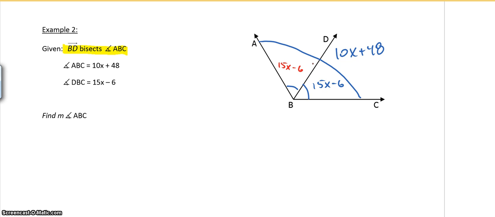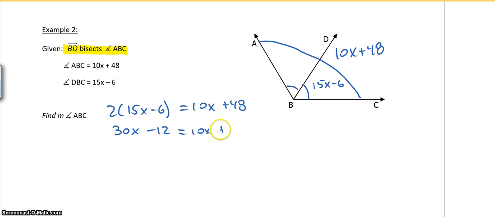So there's really two ways to attack this problem. You can take 15x minus 6 plus 15x minus 6, or if you didn't write that in, you recognize that they're the same, so you could double 15x minus 6 and set it equal to the whole thing, 10x plus 48. Alright, so you can either add it to itself or double it. It's the same thing. Either way, you get a result of 30x minus 12 equals 10x plus 48. And from here, we can solve. Subtract 10x.